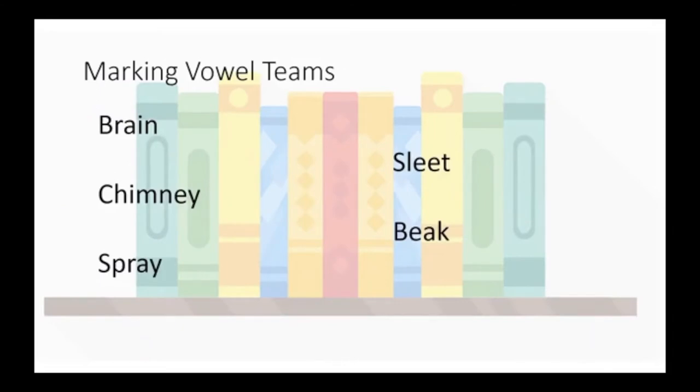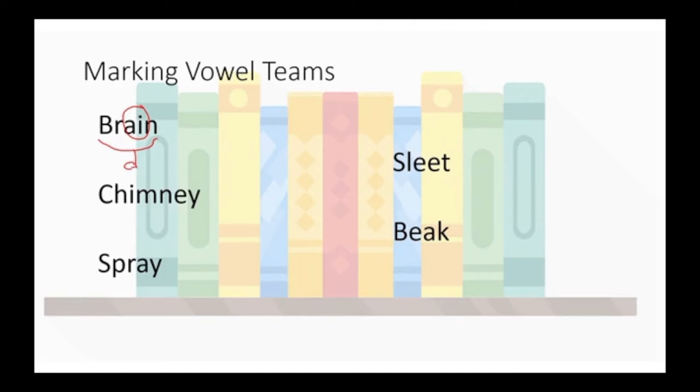What I'm going to ask you to do is on your own page, write it down as I write down mine. The first word is the word brain. I want you to start by circling the AI in the word brain. You're then going to scoop the word and write a D underneath, and that D just means double vowel because there's the double vowel sound in the word.